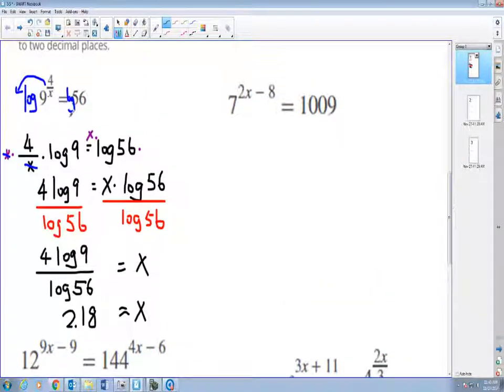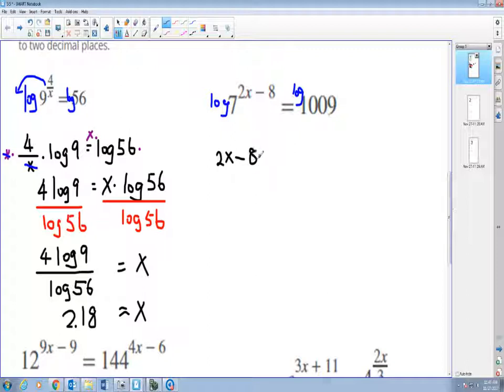So if I cannot make the base the same, I can take a log on both sides to bring the variable from the exponent down. Same thing with this one. 1009 cannot be the same base as 7, so we will take a log on both sides again. That will allow me to bring my 2x minus 8, my whole entire exponent, down. So I should have 2x minus 8.